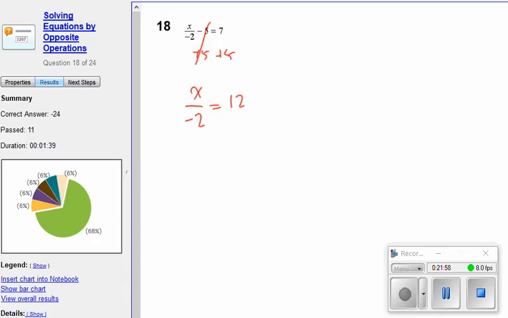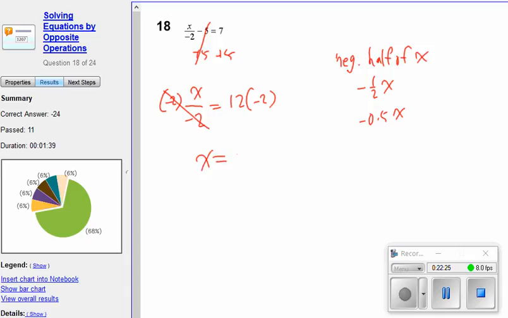What this really is, you don't have to write this arrow, you don't have to write this, but you can make a note of it. Negative half of x. Right? And again, it could be this. It could be this. But we chose to write it like that. Those are all the same thing. Right? So the next thing you do to get rid of the negative half is to multiply both sides by negative 2, excuse me. And x will equal negative 24.